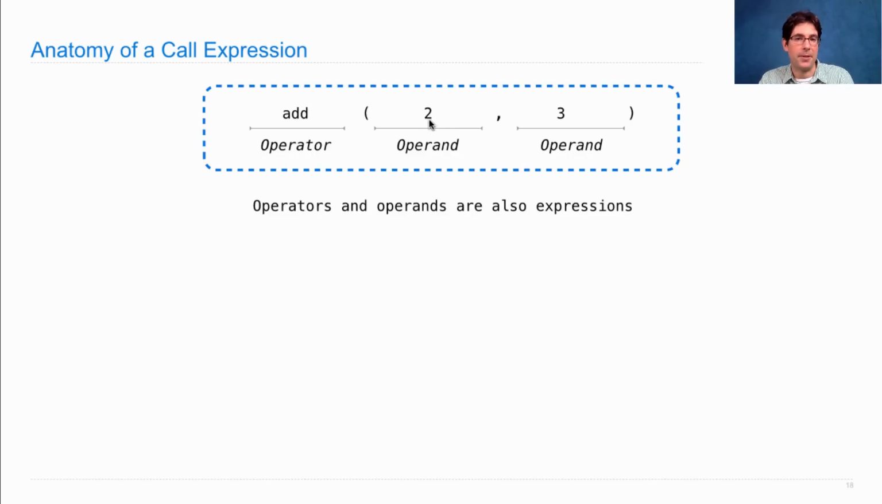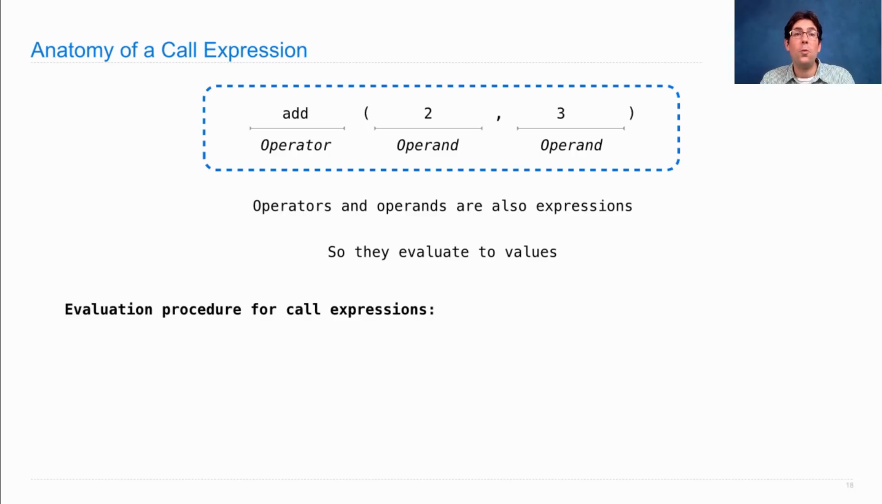Now, these are very simple expressions. The number 2, the number 3, or the name add. They evaluate to values. The number 2, the number 3, the function that adds two numbers together. The way in which call expressions are evaluated is always the same. It's an evaluation procedure. Now, the way that programming languages work is that they interpret your expressions by applying evaluation procedures. And they just apply those same procedures over and over again, procedurally.